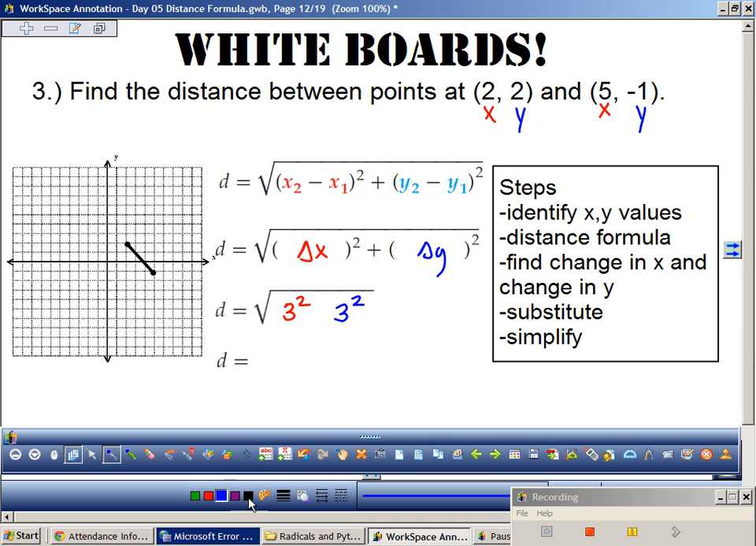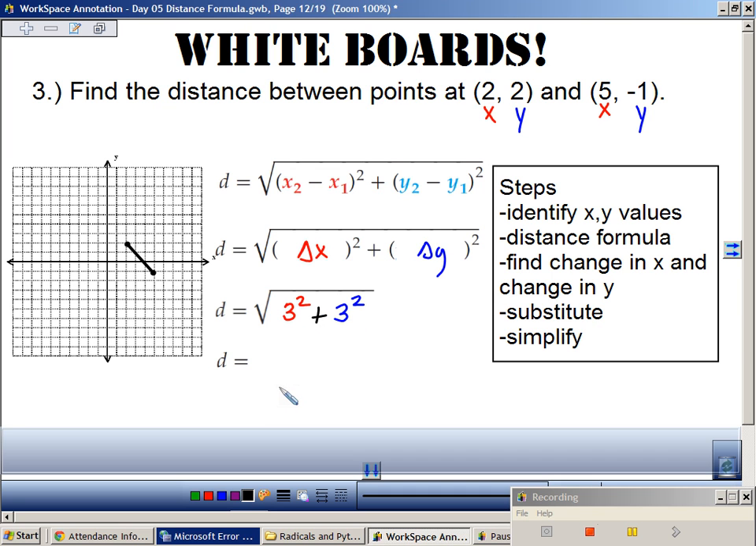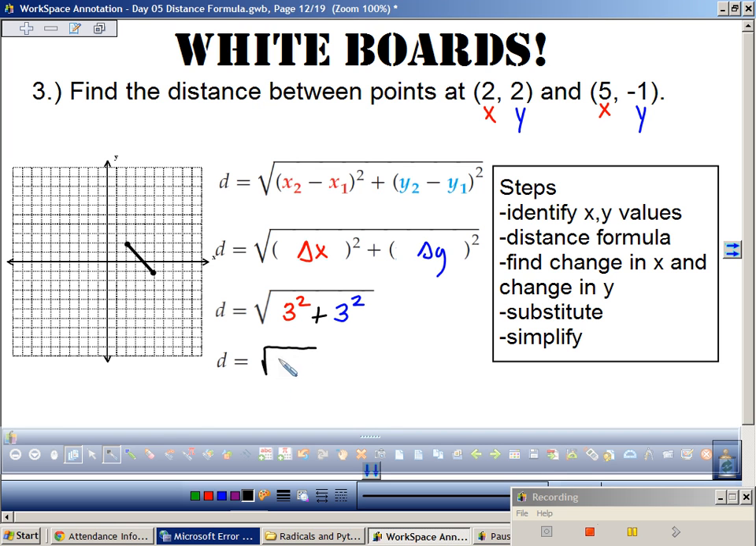Change in y. Adding them together. So isn't this 9 plus 9? Or just Jesse? No, it was Frankie who asked me how I was going to do that. I don't remember. So 3 squared is 9, right? So 9 plus 9? Isn't 9 plus 9 just 2 9s? Aren't there 2 9s in there?